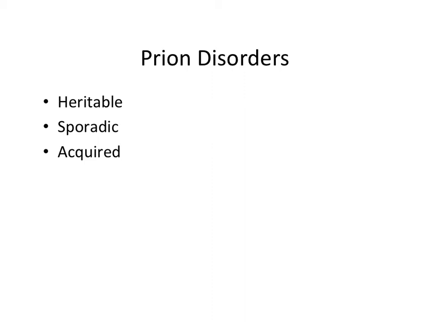So in terms of prion disorders, this is where it gets really weird. There are 3 different types. You can inherit prion disorders. There are heritable prion disorders. Then there's sporadic and there's acquired. So we're going to go just really quickly through what I mean by each.